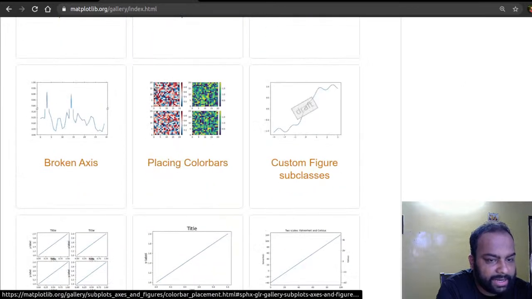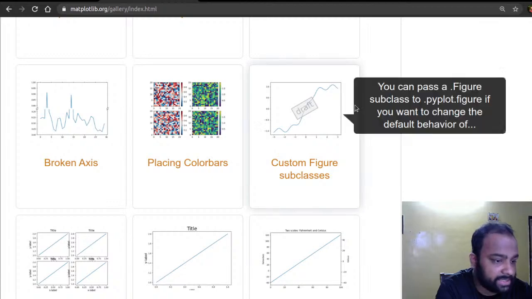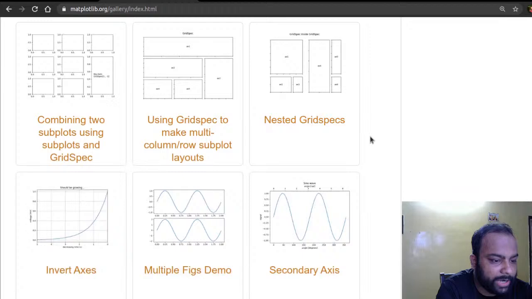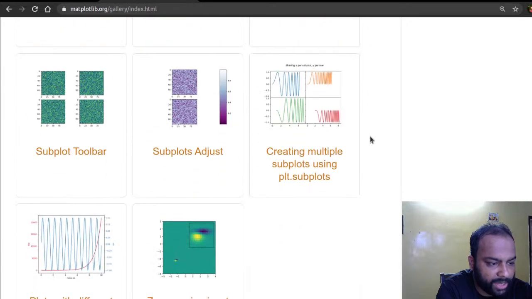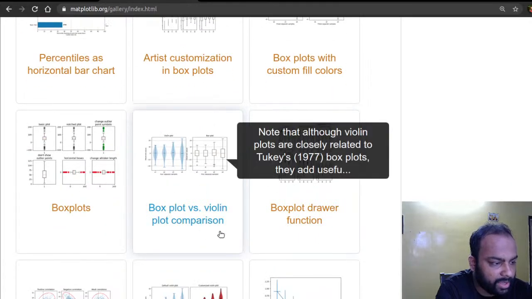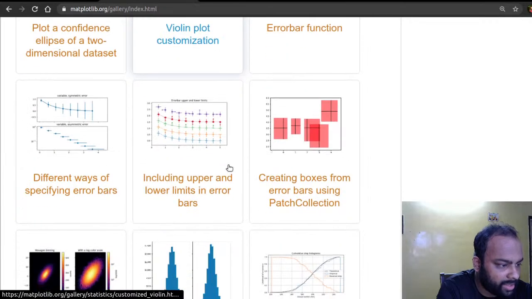Look at the scroll bar here. Oh, you cannot see the scroll bar. I'm only like 25% of the way through this page. So there are way too many different kinds of plots that you can generate using Matplotlib, right? If you're doing statistics, you probably have very different kinds of plots that you can have. Look at these.